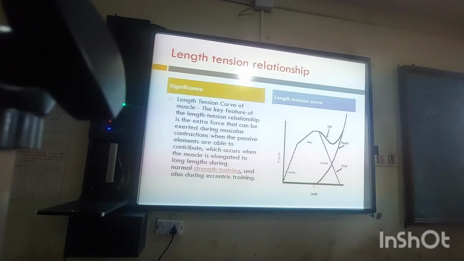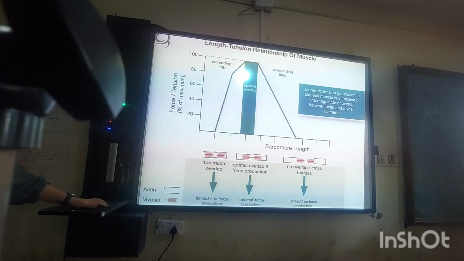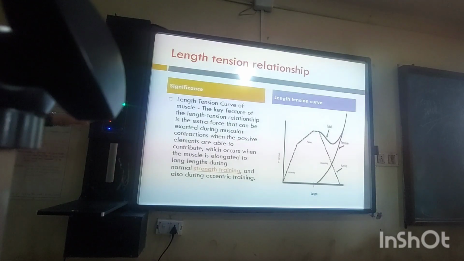This is the length-tension curve. Ideally, when we study muscle, the curve should be something like this, but when we study it, it is not the ideal one. Why so? Because the active arc is still the same, but there is something called a passive arc also. Can you see that? There is a passive arc. Now this passive arc is because of all those ligaments, all those capsules, all those structures which are also responsible for bringing about that elongation.